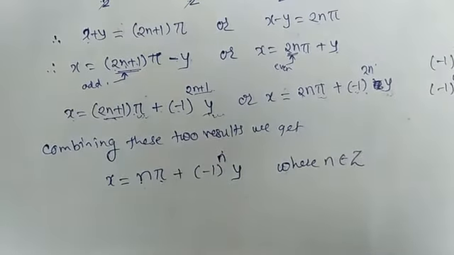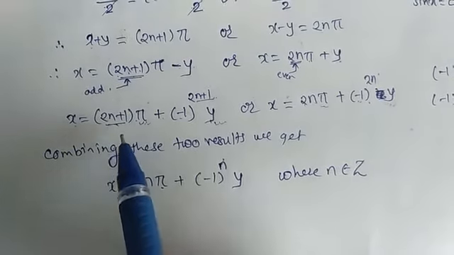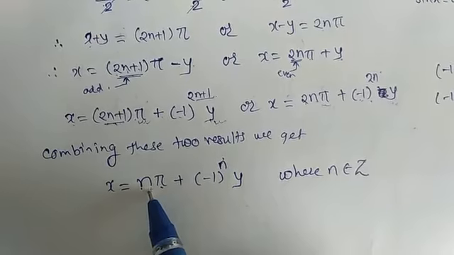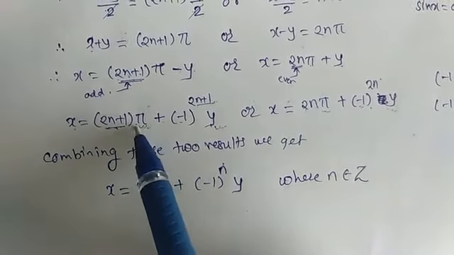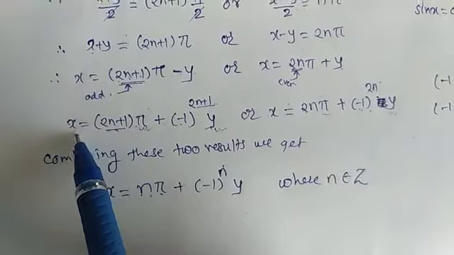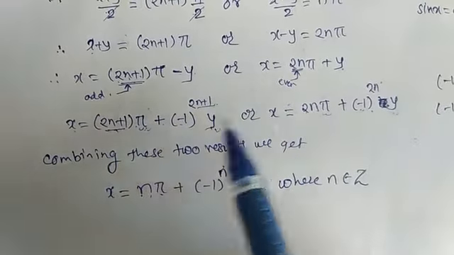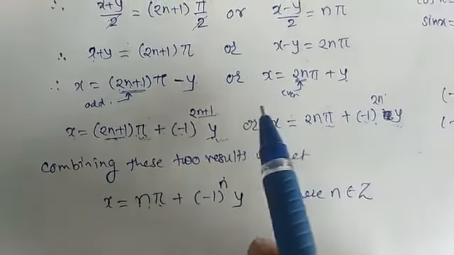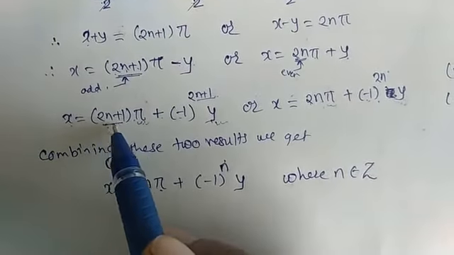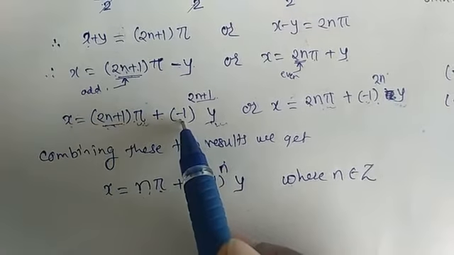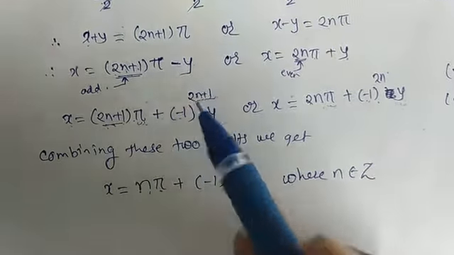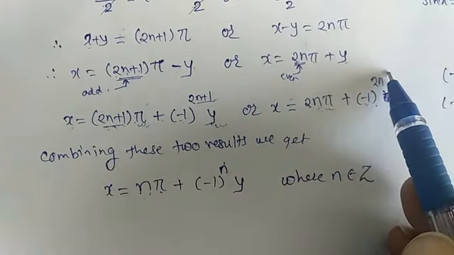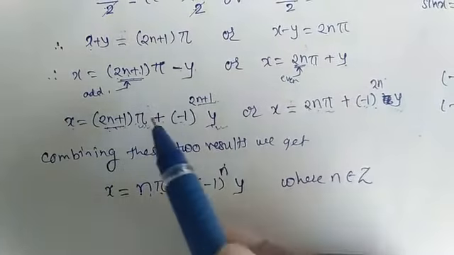Okay, you understood it? So if n is odd or even, it will satisfy both conditions. Here we have proved that it satisfies for odd also and even also. Or you may consider the coefficient of pi as 2n plus 1 with plus minus 1 raised to (2n plus 1), and it is also in the format of 2n as the power of plus minus 1 raised to 2n. So here we replace it by n.